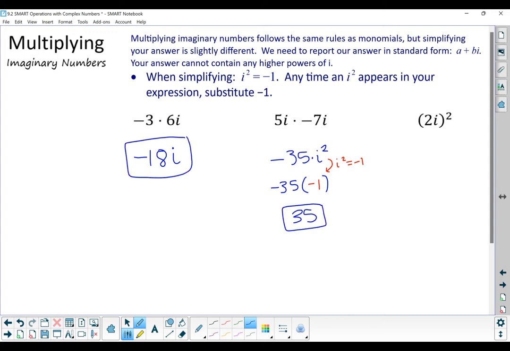Okay, and then the last one is a 2i that's being squared. So remember that squaring means multiply it by itself. So this is the same as 2i multiplied by 2i. So that's 4i squared. And remember that i squared is the same as -1. So we can substitute a -1 there. So that is a 4 multiplied by a -1, which is -4.